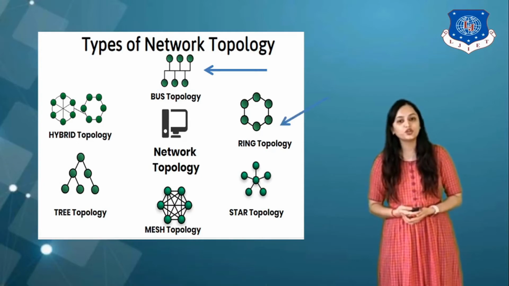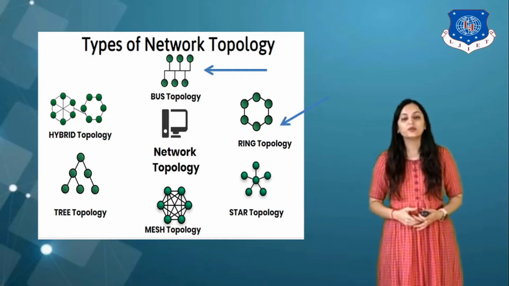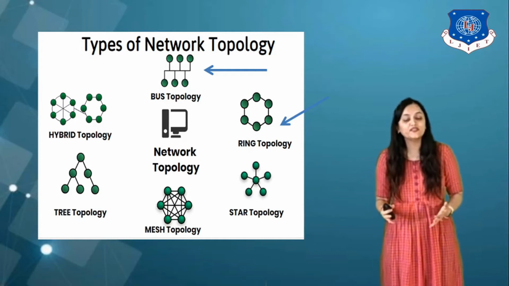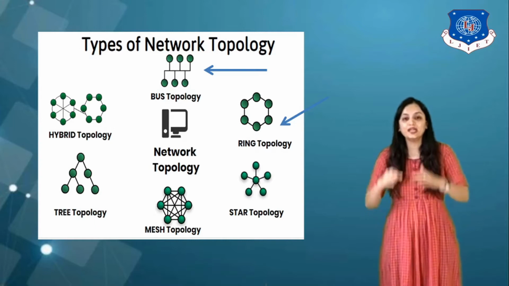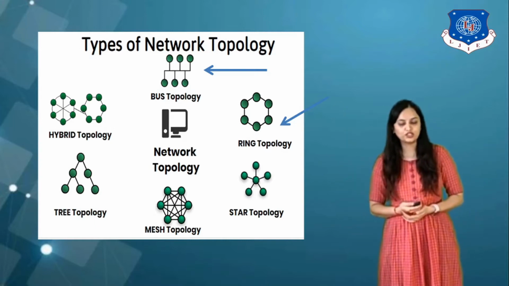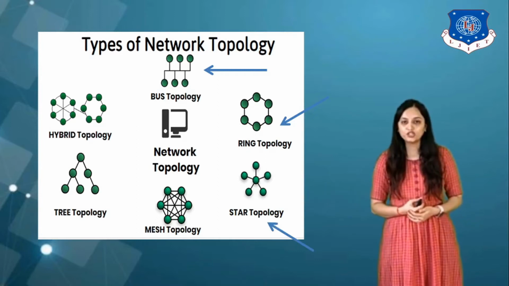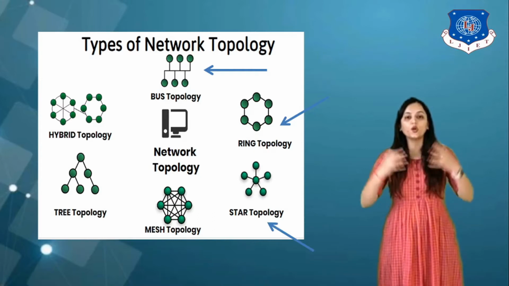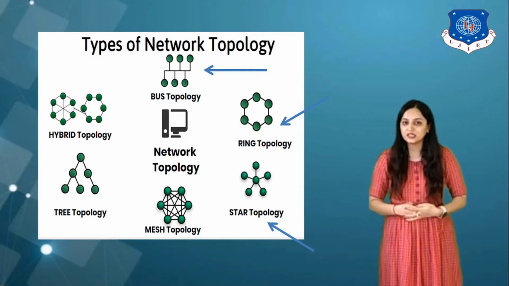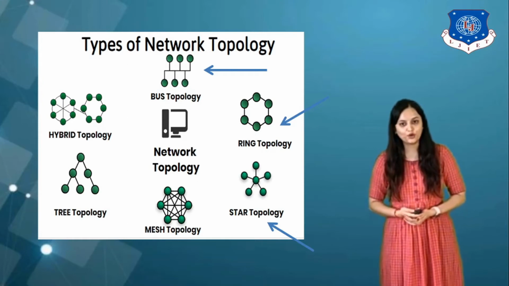Then the next topology is the ring topology. As you can see, it is formed in the shape of a ring. That means all the devices are connected in a way that forms the shape of a ring. That's why it is referred to as the ring topology. Then the next one is star topology. In star topology, there is a central device through which all the devices are connected. That's why it forms a star shape and is named the star topology.